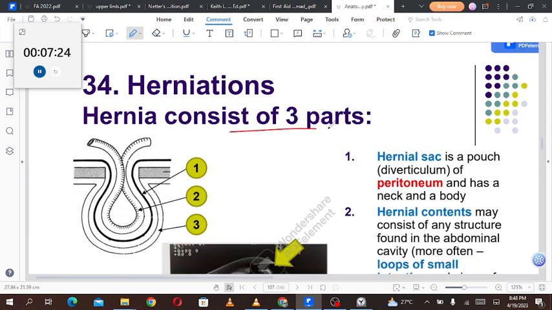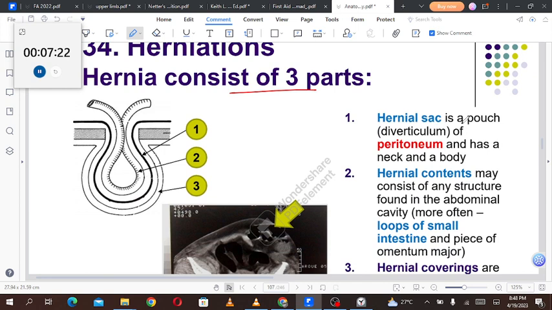A hernia consists of 3 parts: 1, 2, and 3. The hernia sac is a pouch or diverticulum of the peritoneum and has a neck and a body.